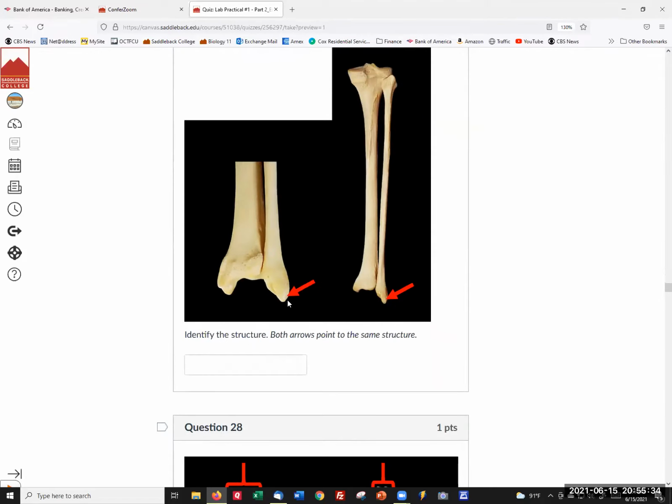What's this point here? Now remember, the fibula is always lateral. So this is the outside of the ankle. This is the lateral malleolus.